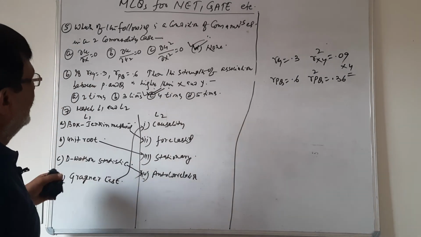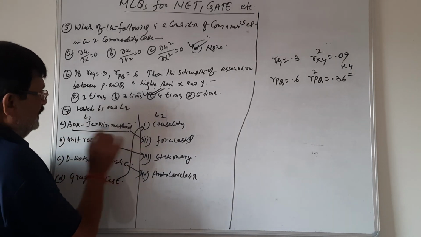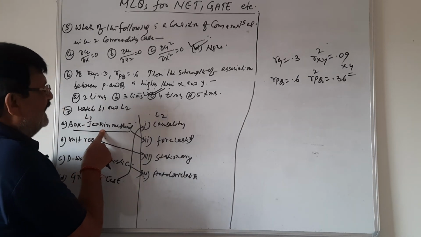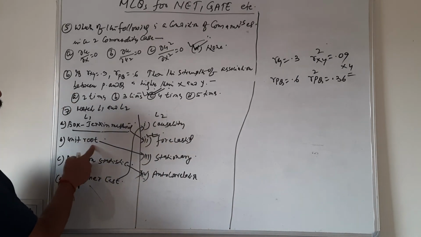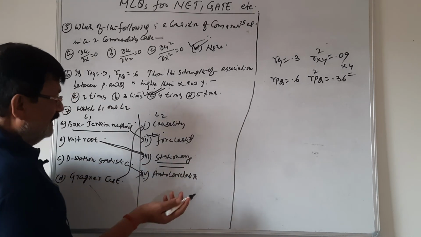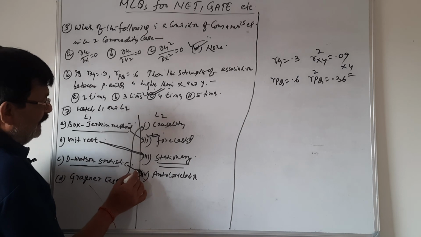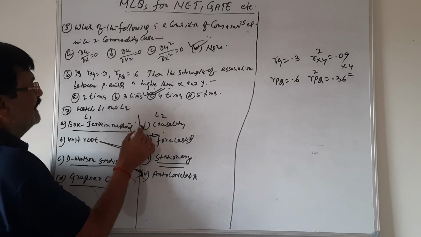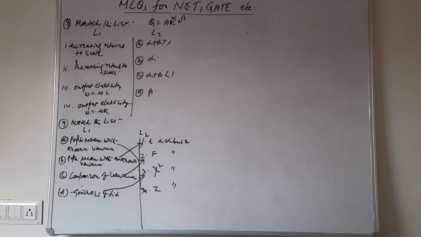Here we are given two lists, and we have to match. Box-Jenkins method is an econometric technique used for forecasting. Second is unit root, which is the subject matter of stationary roots in time series analysis. Durbin-Watson statistic is used for testing autocorrelation. And Granger test is used for causality between two or more variables. So this is how we can match both of these lists.